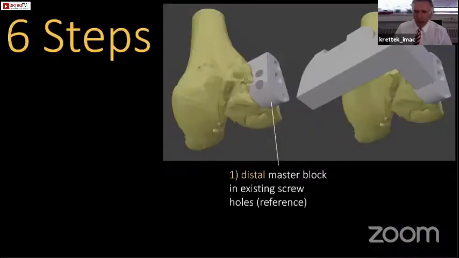So we corrected this case in 6 steps. Step number 1, we created the distal master block, and the distal master block was perfectly complementary in shape to the distal malunited fragment.